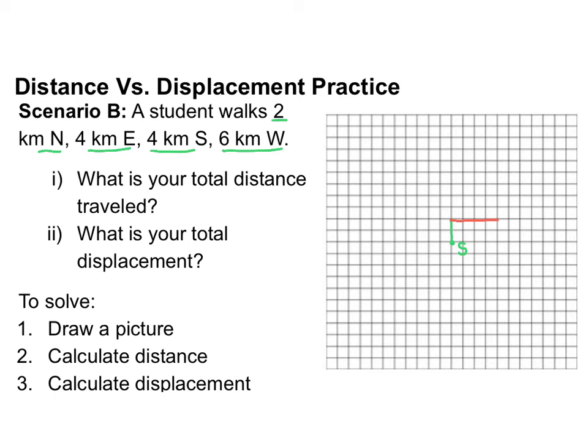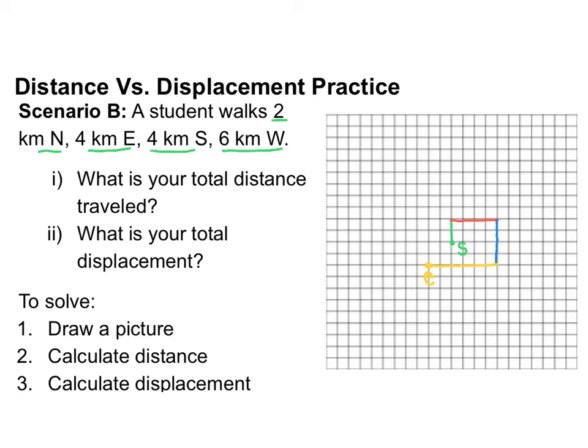I'm going to go 4 kilometers south. 1, 2, 3, 4. And then I'm going to go 6 kilometers west. Again, don't pick up your pencil till the very end. 1, 2, 3, 4, 5, 6. Now this is my last one. So I'm going to draw a dot, and I'm going to label it E for end.